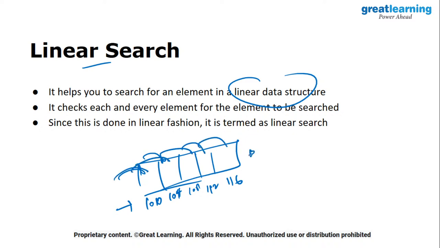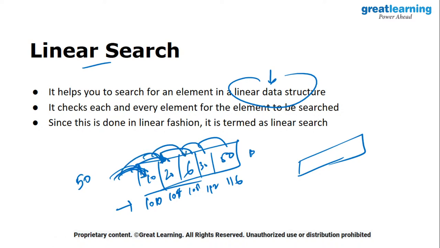Obviously you can move directly, but the whole objective of linear search is that this is linear. When you're dealing with any linear data structure, you can easily use linear search. Now let me give you an example wherein you have this array and you're trying to find 50. You have 10, 26, then 30, then 50. Now you will check, is this the element that I'm looking for? No. Is this? No. Is this? No. Once you are at the end, you will find your element.